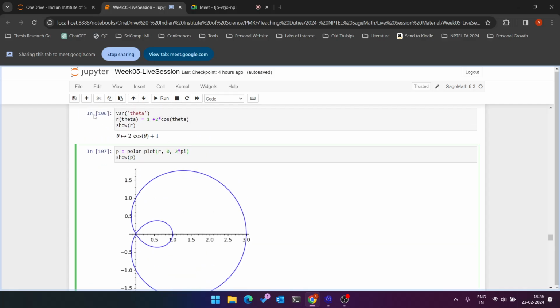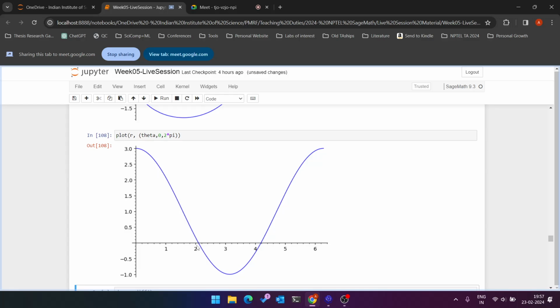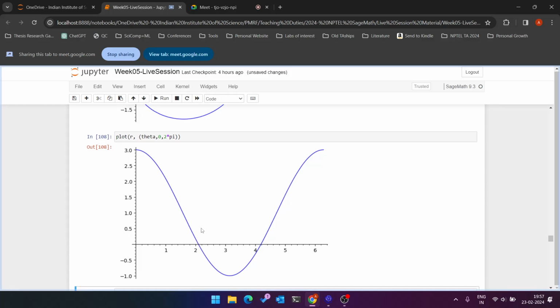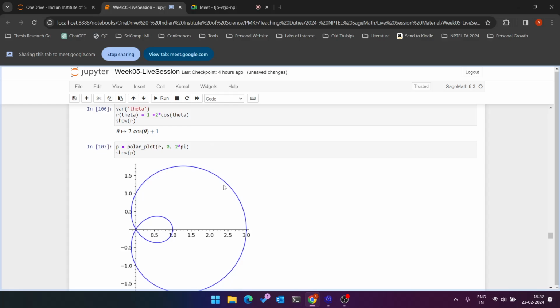So if I have to see it in a different way, what I could do is plot r and then see what the values of theta look like. At theta equals pi, my r is negative. And there are some points in between where my r value becomes negative. Then again it becomes positive. So the curve goes like this as theta goes from 0 to 2 pi.